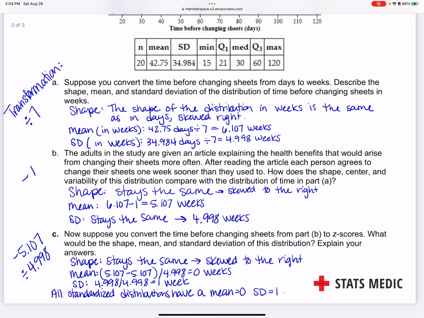Finally, for the last one, I'm going to subtract and divide. So everything that changed when I divided changes, and everything that changed when I subtracted changes. Some of them, like the shape, stay the same. Shape doesn't ever change when I'm doing transformations. My mean does both. I subtract and then divide, and it changes both times. My standard deviation, though, because it's my spread, doesn't change when I shift everything, but it does change when I divide. So that's just going to be divided. And all standardized distributions, remember, have a mean of 0 and a standard deviation of 1.